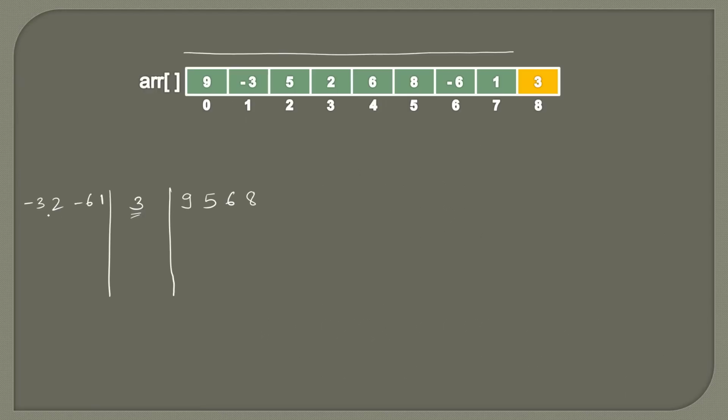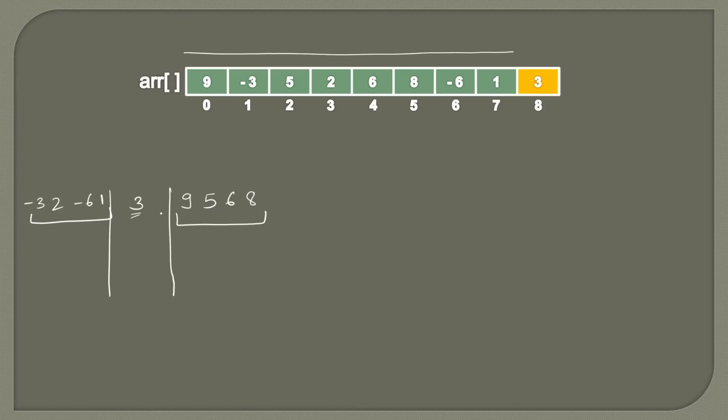Here you can see these are all the elements which are smaller than the pivot, and these are all the elements which are greater than the pivot. We are not concerned about the order of the elements. Here it's -3, then 2, then -6. We are not concerned about the order. Here it is 9, 5, 6, 8, like this.